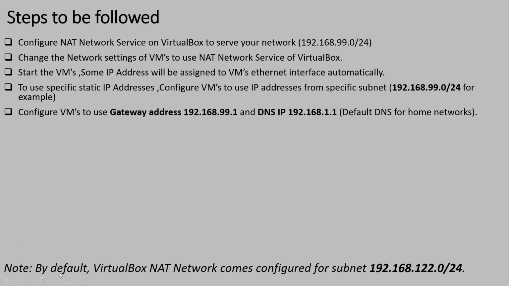Here we have one note. By default, VirtualBox NAT Network comes pre-configured for subnet 192.168.122.0/24. So in case you need to put your VMs on this subnet, you can skip this first step. You can directly change network settings of VMs to use NAT Network predefined on the VirtualBox. Then everything will be fine.